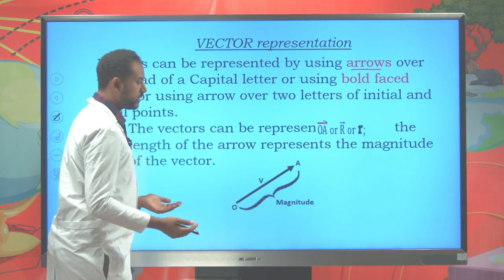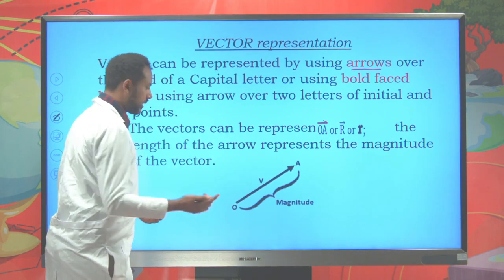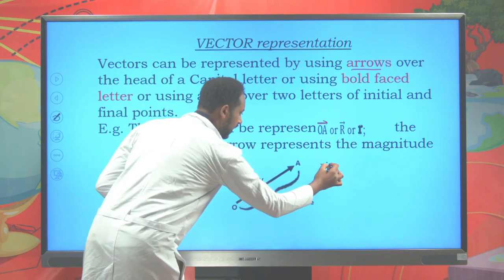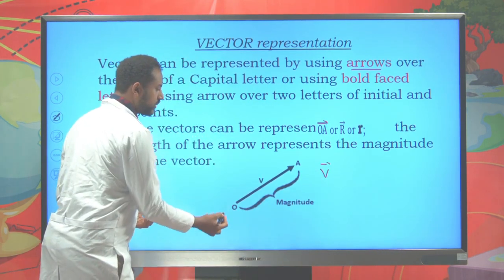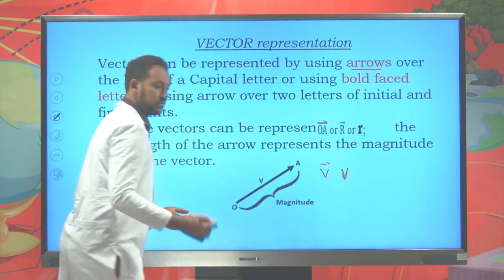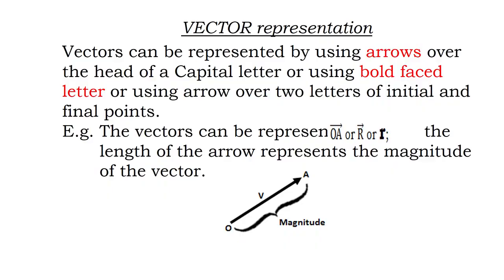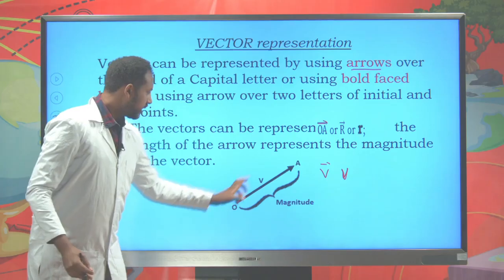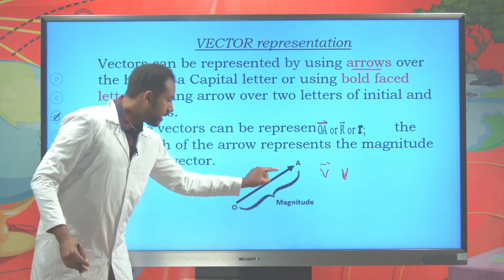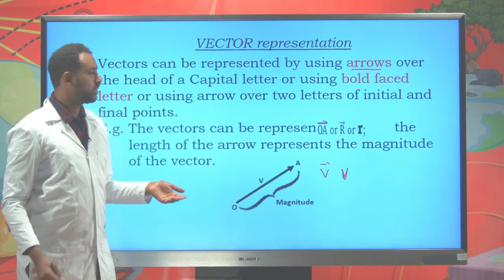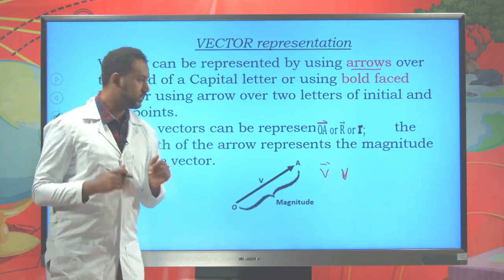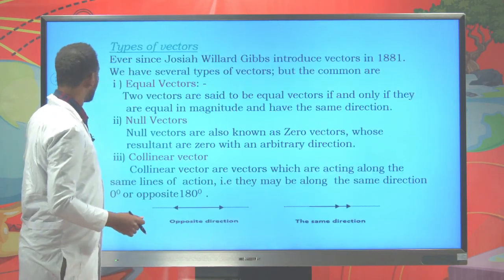Or it's also possible to use a single letter. For example, here you have V. Therefore, you can use V with an arrow over it, or it's possible to use a bold-faced letter V. You have to make it bold. This is how we represent vectors. The length of the arrow represents the magnitude, and the head of the arrow represents the direction. Therefore, vectors are represented by using both magnitude and direction.